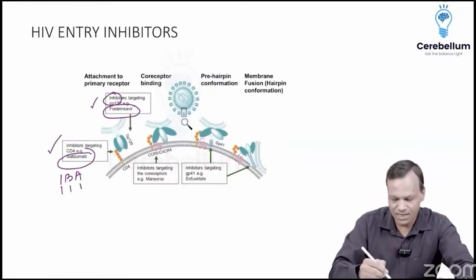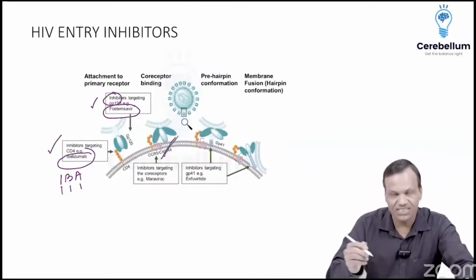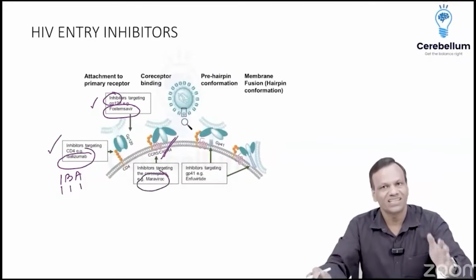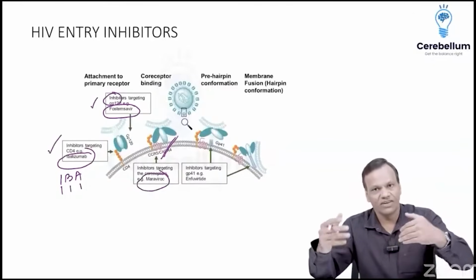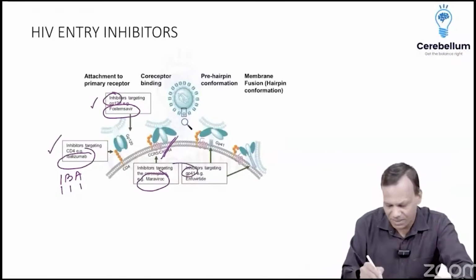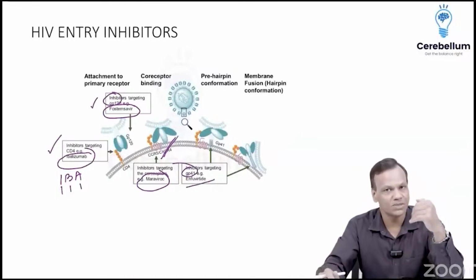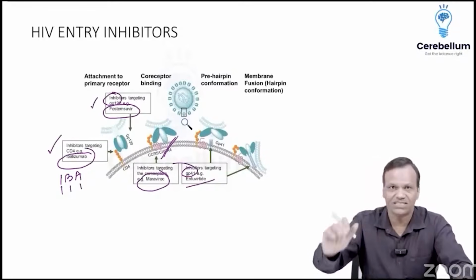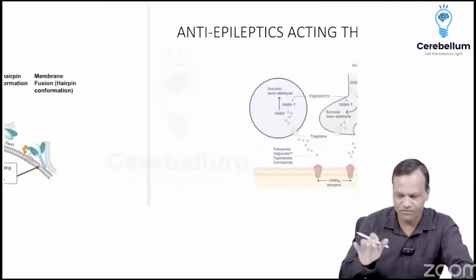Then the third thing is we can inhibit the co-receptor, which is CCR5, and that is inhibited by maraviroc. Lastly, we can inhibit the fusion when the drug binds to glycoprotein 41. The name is enfuvirtide. The name says it binds to the envelope and fusion of the virus with the T cell is inhibited. So this is the first topic.